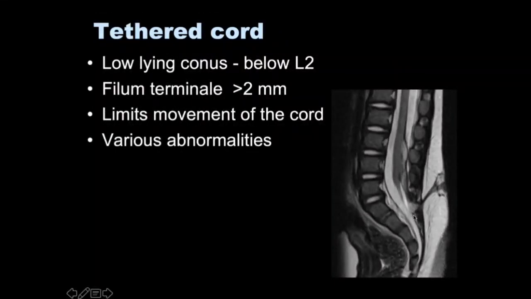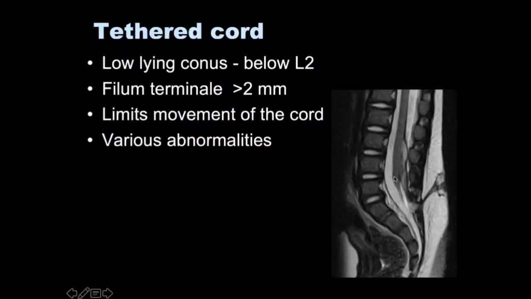Quick word about tethered cord. So again, a sort of variant or congenital abnormality, so to say. In some cases just a variant, in some cases it's an abnormality. The important thing is that if there is tethering of the cord, the conus would be low lying.